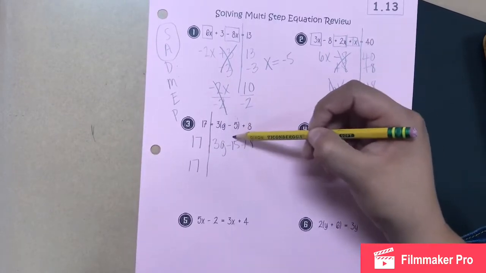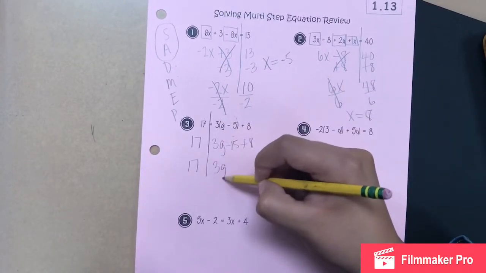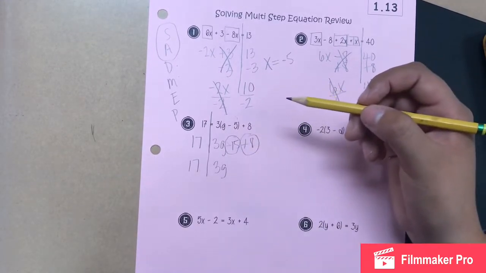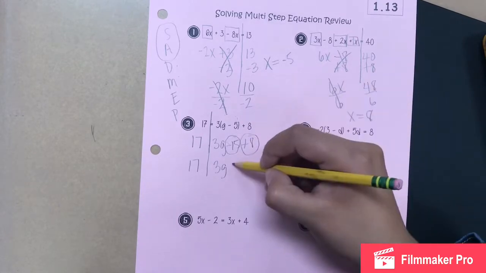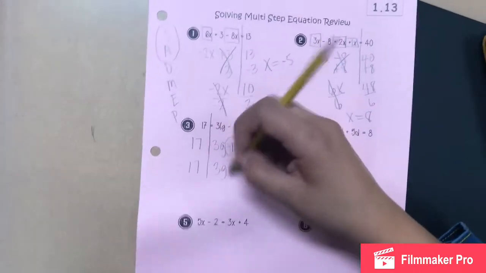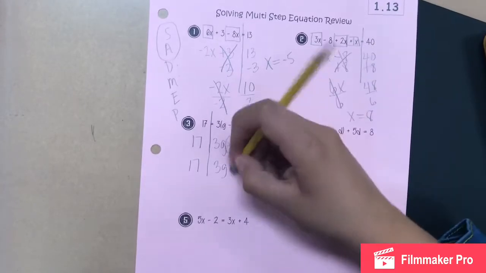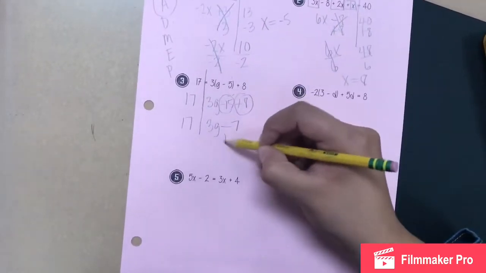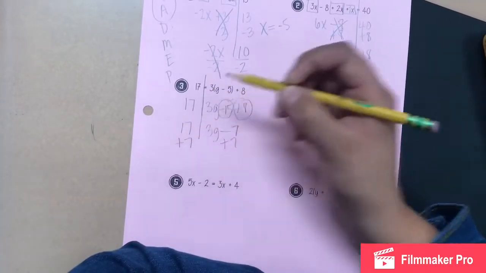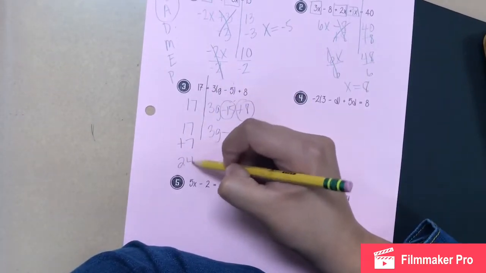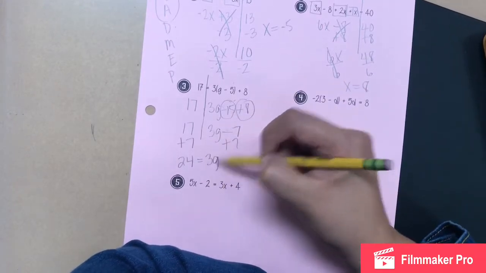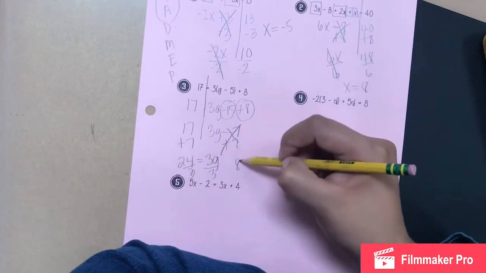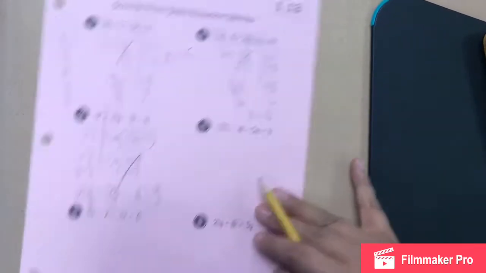On the right side, nothing to combine with 3g, so I bring it down. But negative 15 plus 8 are like terms, and negative 15 plus 8 is negative 7. Watch your signs. Then I can follow a simple two-step. So I'm going to add 7, which is the inverse of subtracting 7. 17 plus 7 is 24, equals 3g, because these 7's cancel. Divide by 3 to both sides, so 8 equals g, or g equals 8.